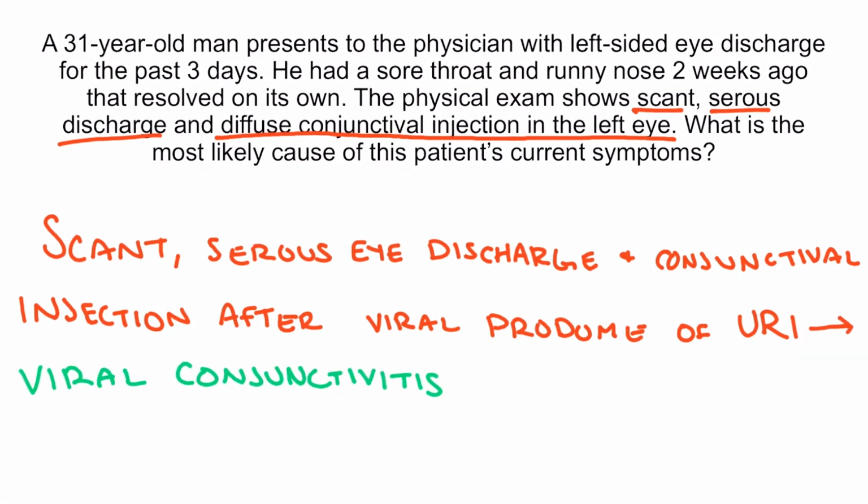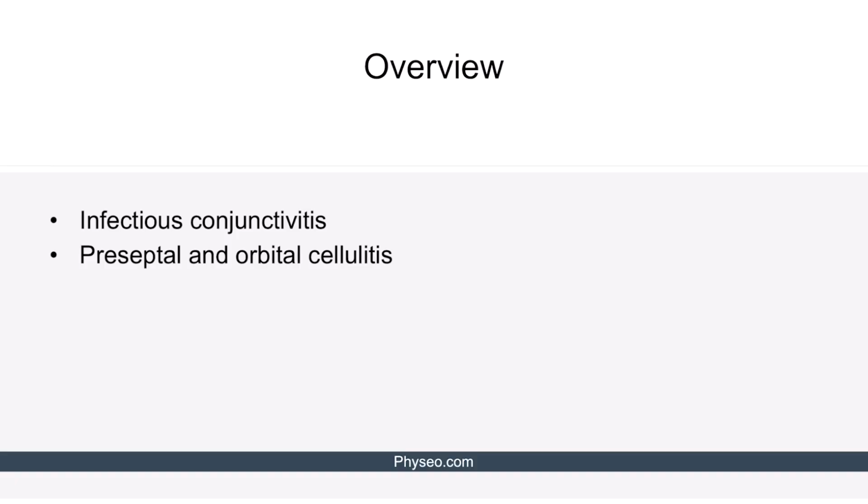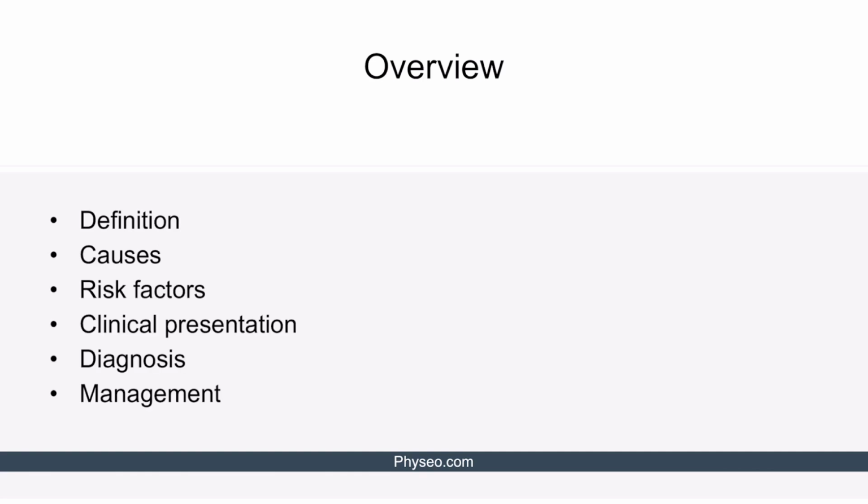Please remember that in contrast to viral conjunctivitis, bacterial conjunctivitis is characterized by the thick, copious, and purulent discharge. Let's move on to preseptal and orbital cellulitis. Here's the overview slide of the topics we're going to discuss for preseptal and orbital cellulitis.